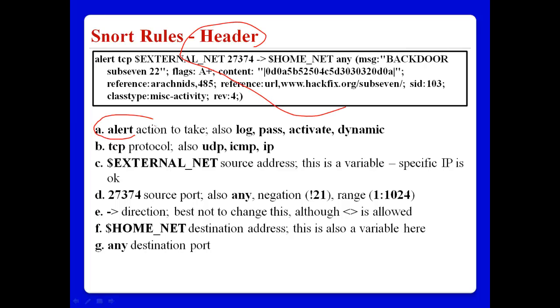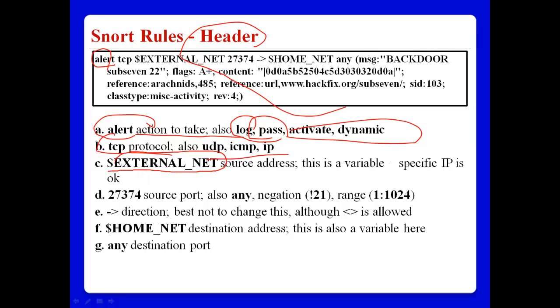At first, the alert. I already told you this one is an action. Except for alert, we can find log, pass, activate, and dynamic as actions. TCP means it's a protocol. Except for TCP, we can use UDP, ICMP, and IP or other protocols as well. And the external network here means the source address. For the external network, we need to define this network address in the Snort configuration file.